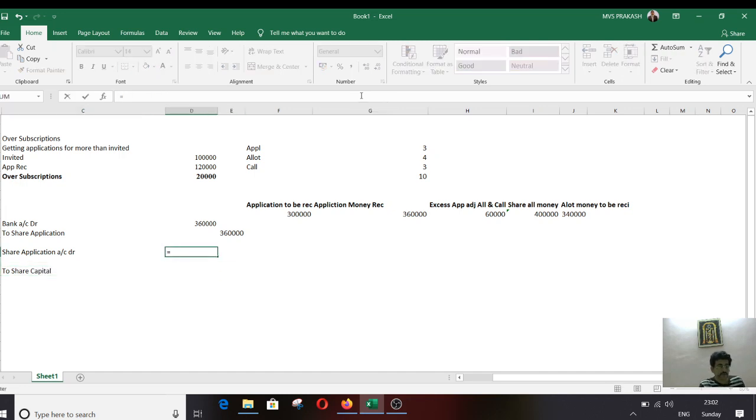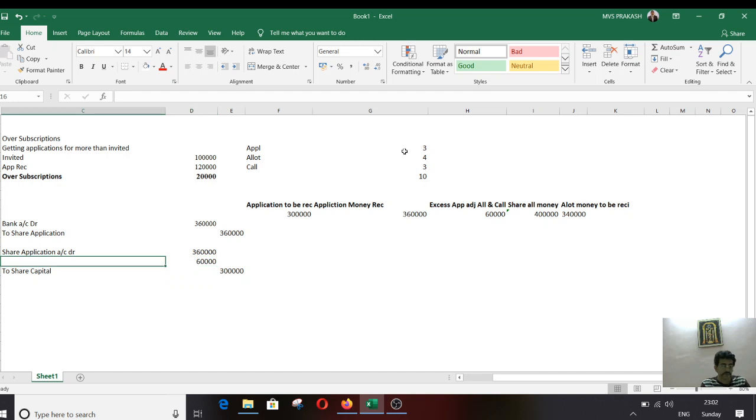I had not made the allotment for 1,20,000. I had made the allotment for only 1 lakh. So only I can transfer 1 lakh into 3 rupees to my share capital account. Remaining excess of 60,000 will be kept in something called share allotment account. So I will put this in my share allotment account. That's the first entry which I have to pass.